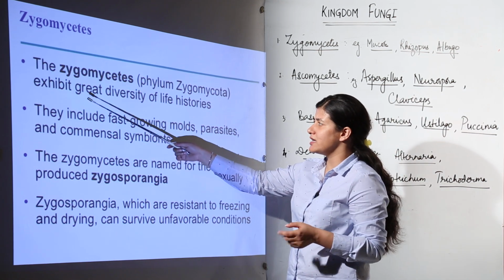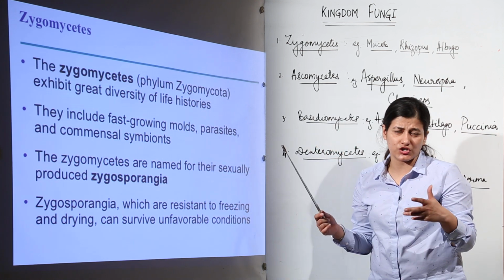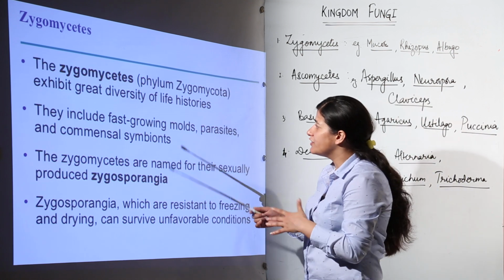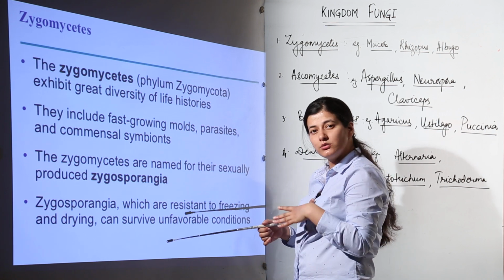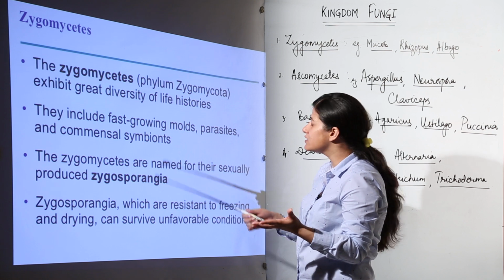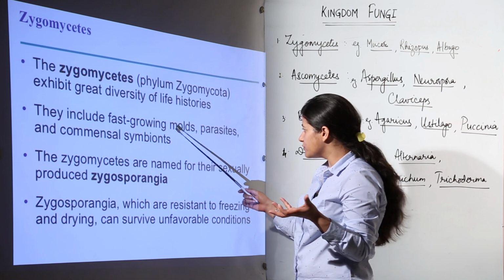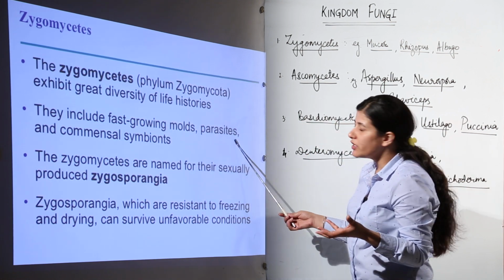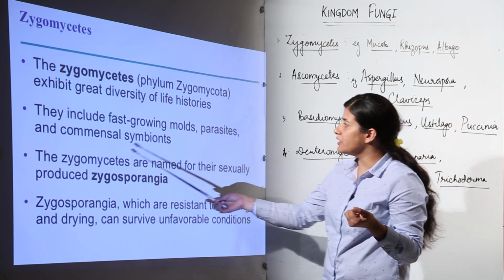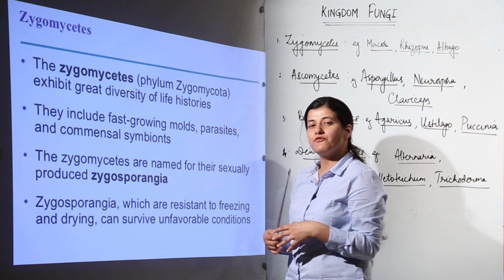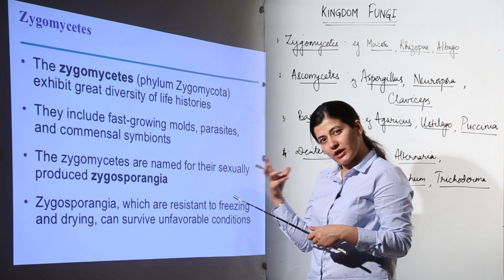The Zygomycetes exhibit great diversity of life histories, because some of them show alternation of generation at one stage while others show differently. There are so many species present in Zygomycetes. Earlier even the slime molds were included in this classification, so they are quite a diverse phylum in themselves. They include fast growing molds, for example Rhizopus. They can be parasitic, as in the case of certain plant parasites, and commensal symbionts. They give benefit to the plants or whatever main autotrophic entity they feed on.